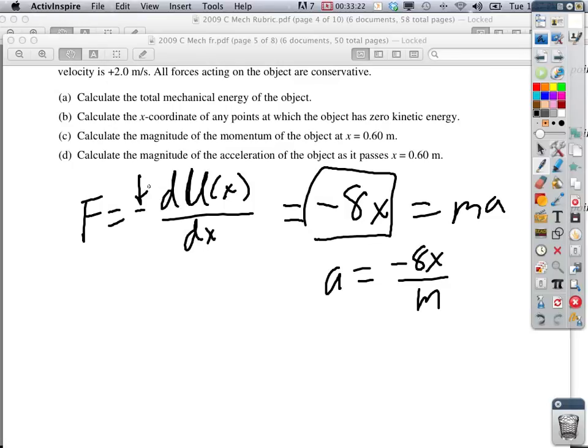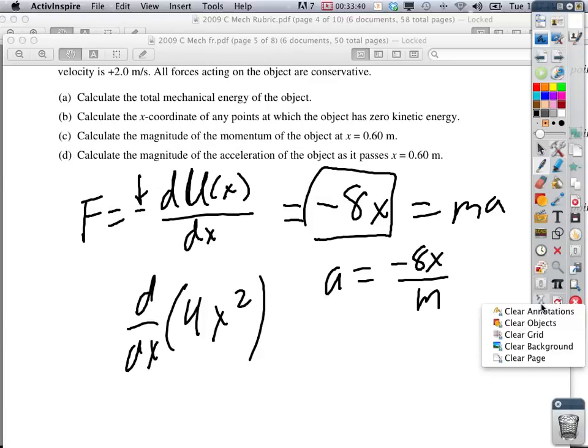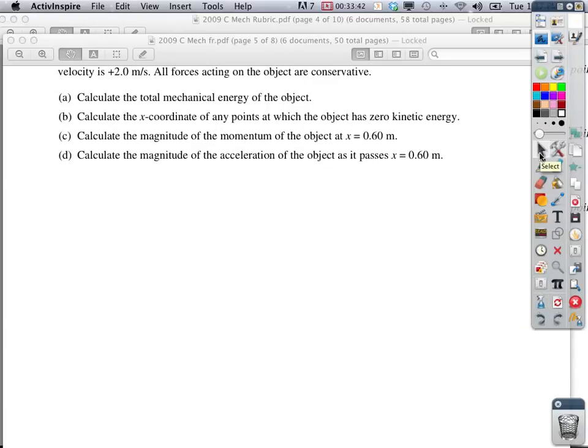It equals this? Oh, just take the derivative of 4x squared, right? That's not the right notation. Okay, so that's how that works. Alrighty. Now let's do the hard one.